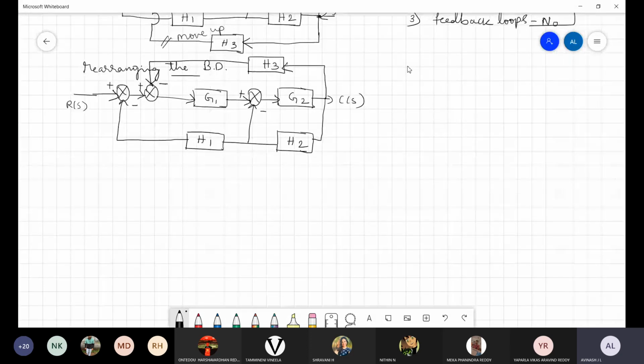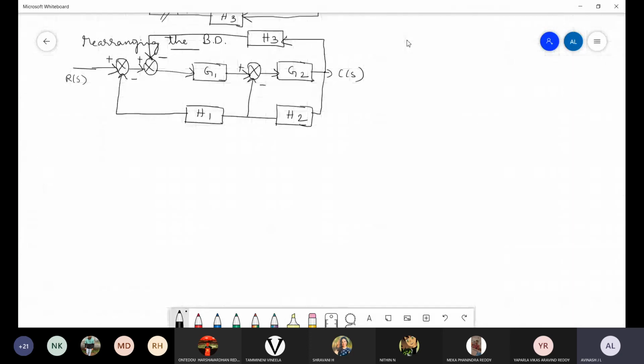So now once you are done with this particular step, you can see that still there are no two blocks which are in series, no two blocks which are in parallel, and no feedback path also. Just a rearrangement we have done. Now that we have done the rearrangement, we have a provision of shifting some of the summing points or takeoff points.